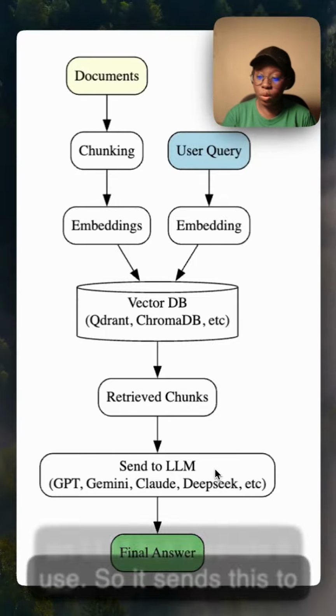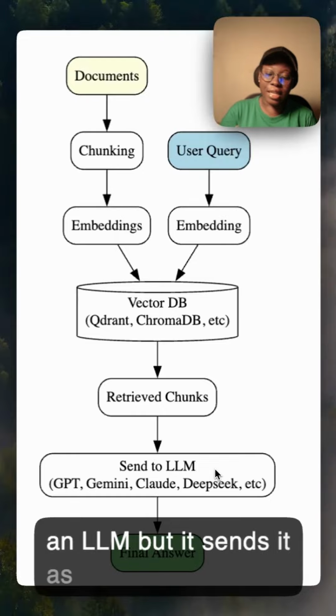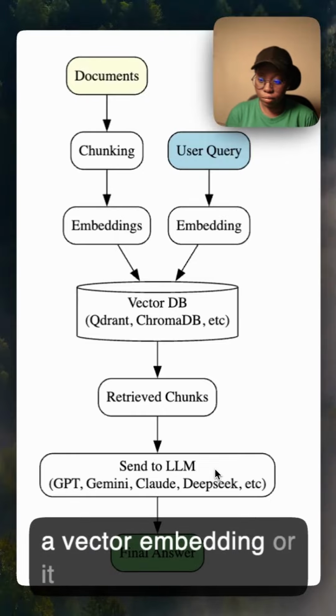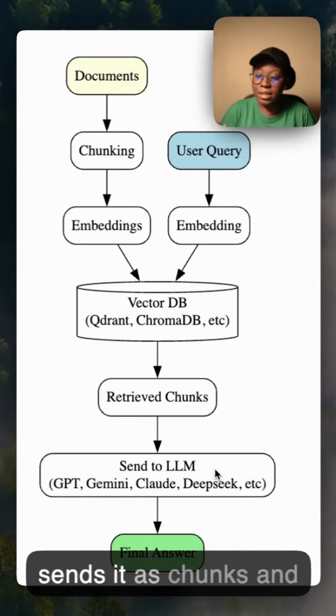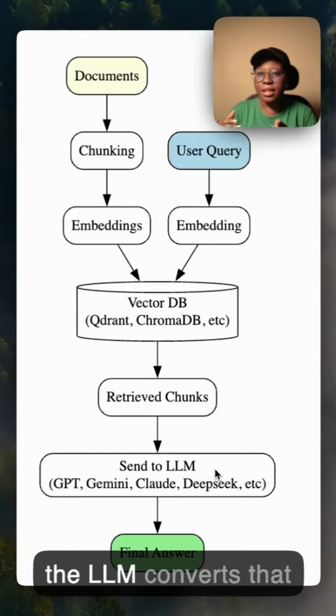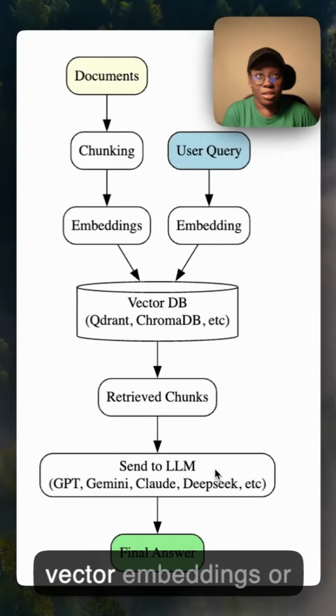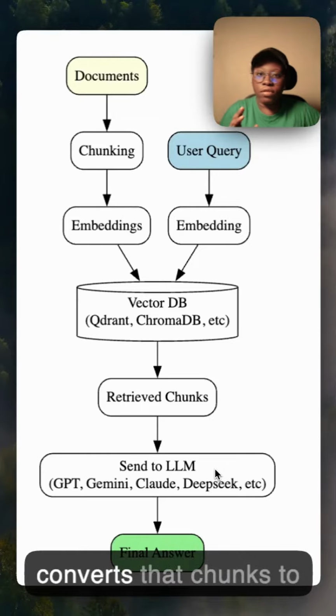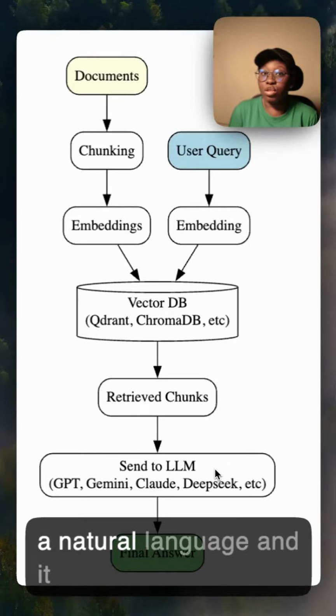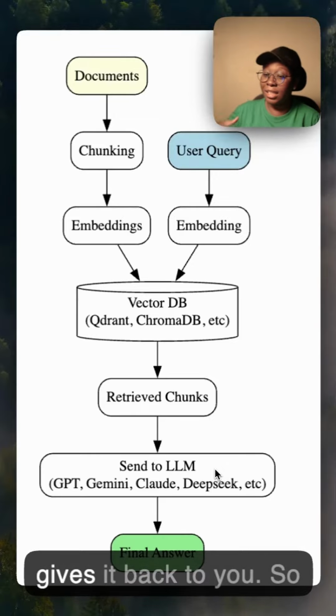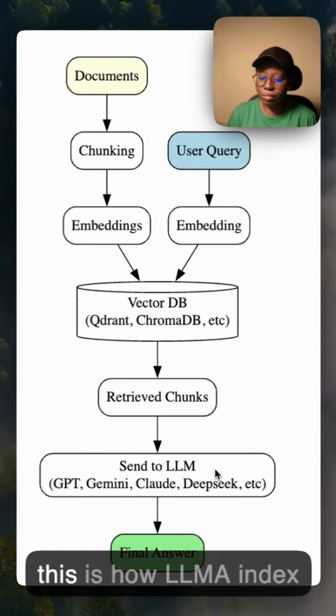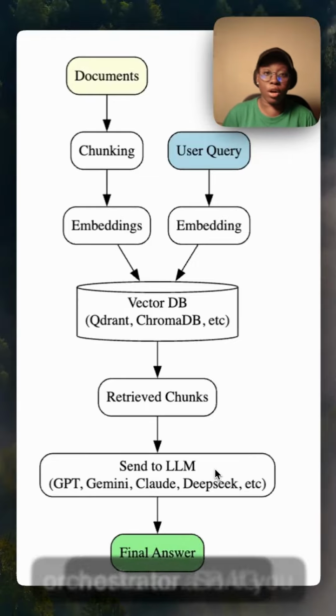So it sends this to an LLM, but it sends it as a vector embedding, or it sends it as chunks, and the LLM converts those vector embeddings or those chunks to natural language, and it gives it back to you. This is how LlamaIndex works as a RAG orchestrator.